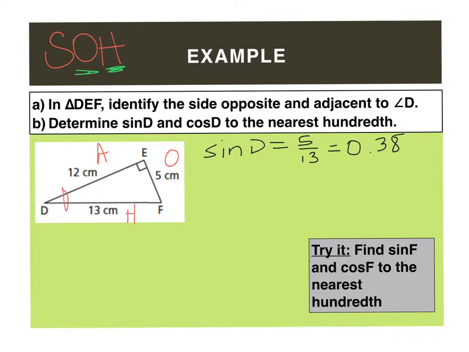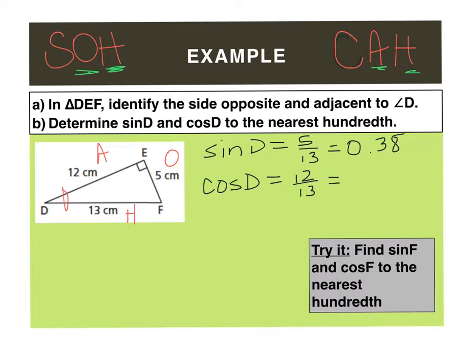So that's sine of D. Cosine D is really similar. It's CAH, I'll do it in red so we can read it. Adjacent over hypotenuse. So it's 12 over 13, and then I type that in here.